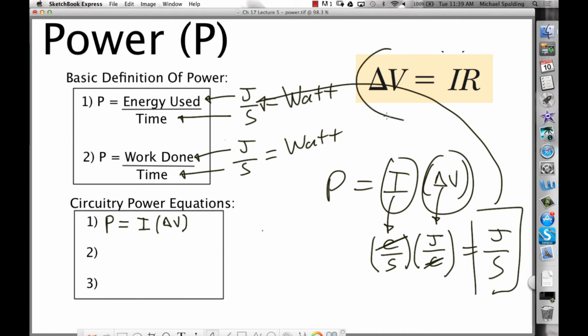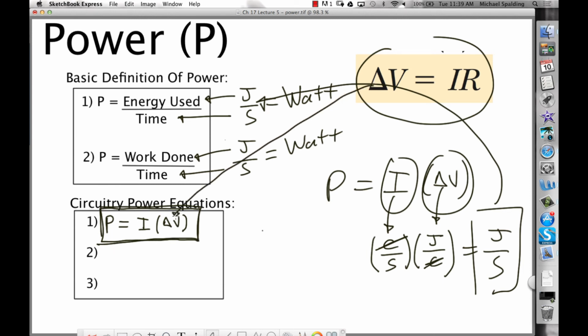Now, how do you get these other 2 power equations? What you do is you take Ohm's law, because here's the deal. For the multiple choice part of the AP exam, no equations. So here's what you do. Memorize this one. It's like the master power equation. Memorize this one, and then how do you get the other ones? Take Ohm's law, plug it in. So if you plug Ohm's law in down here, what do you get? P equals I squared R.